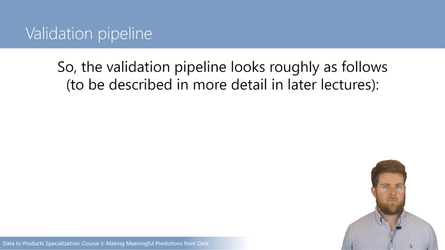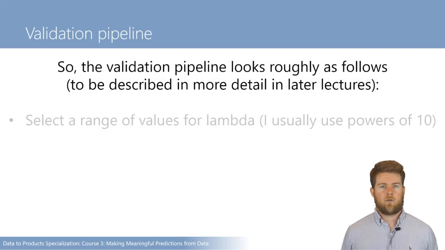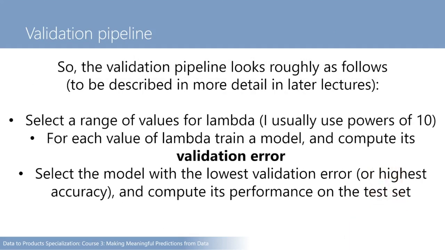Okay, so finally, this is basically what the validation pipeline would look like. And in a later lecture, we'll actually implement this with some code. We select some range of values for lambda. I usually use powers of 10, but I'll give guidelines on how you can choose those values later on. For each value of lambda, we train one model on the training set, of course. That gives us a value of theta. Then we can compute the performance of that model on the validation set. That gives us the validation error. Next, we select whichever model had the lowest validation error or the highest accuracy, and we compute its performance on the test set.